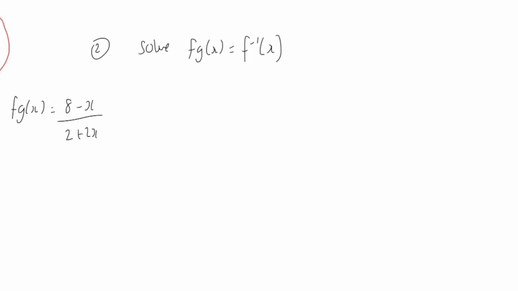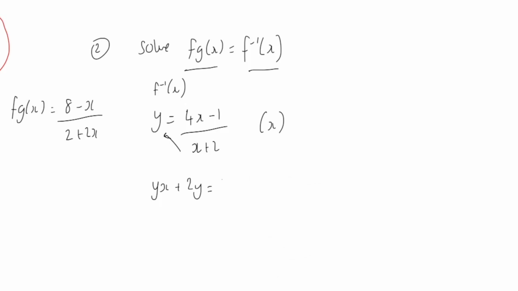Okay, they're saying now we need to find fg of x and we need to equate it to f minus 1 of x. So we just need to find f minus 1 of x. So remember, put y equals 4x minus 1 over x plus 2. This is us finding f minus 1 of x here, yeah? And then we're going to make x the subject, right? So let's cross multiply. So we're going to get yx plus 2y equals 4x minus 1. So now yx, move the 4x to the left-hand side because x is what we want to make the subject. Move 2y to the other side, minus 2y minus 1.